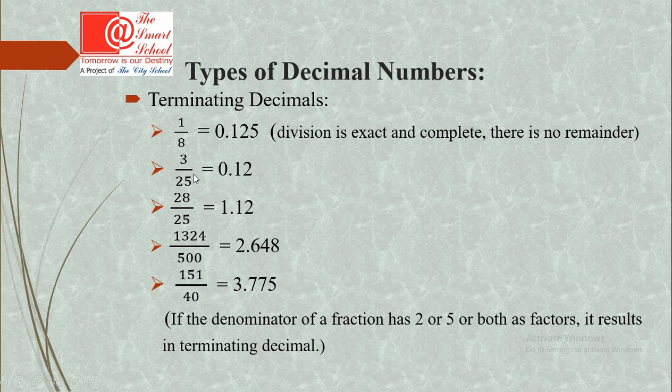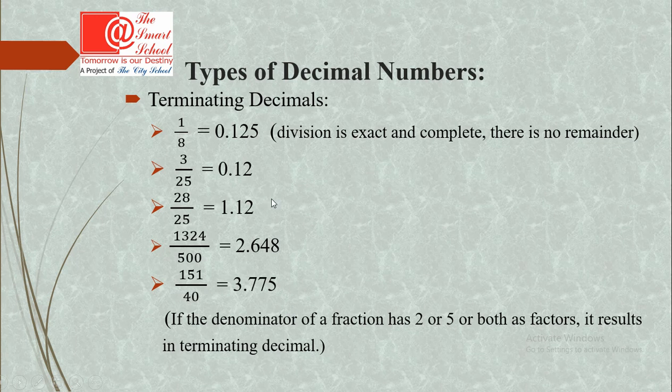The other example is 3 over 25. When we divide 3 by 25, the answer will come 0.12 and no remainder. Then 28 divided by 25, the answer will come 1.12 and again no remainder. 1324 divided by 500, the answer is 2.648 and no remainder. Then 151 divided by 40, the answer is 3.775 and there is no remainder.